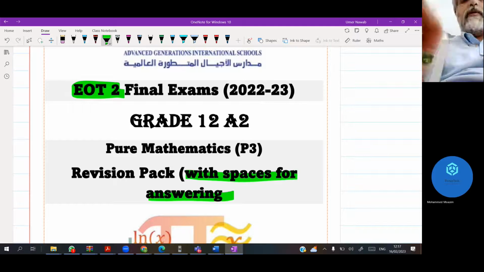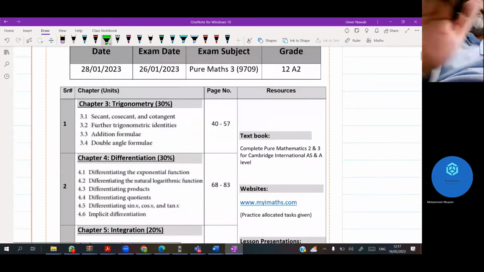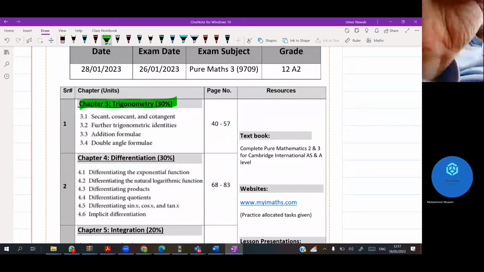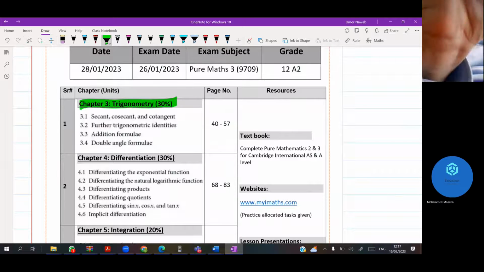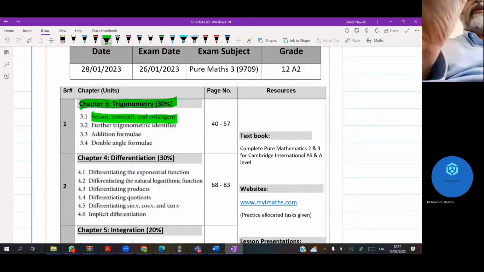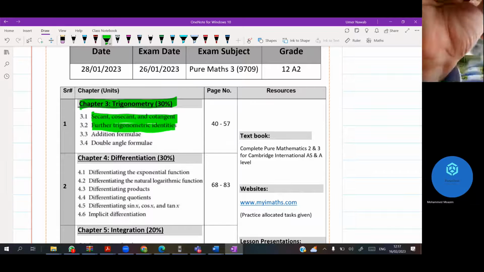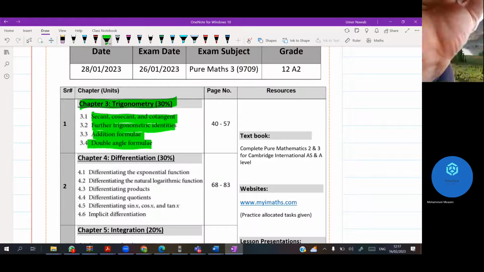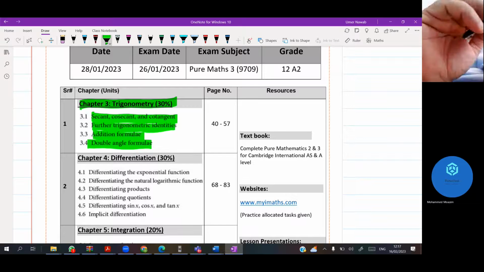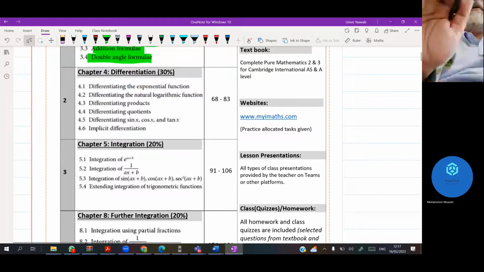I have provided the spaces. Now check it out, trigonometry is coming. 30%, you need to know secant, cosecant, cotangent, and further trigonometric identities, addition formula, and double angle identities. Actually, I put one question on them.